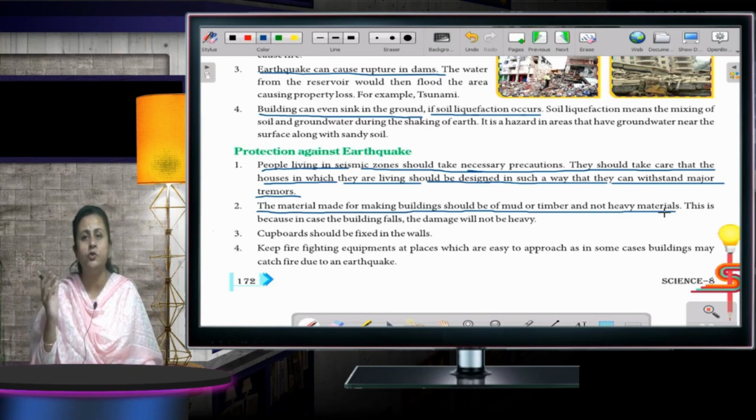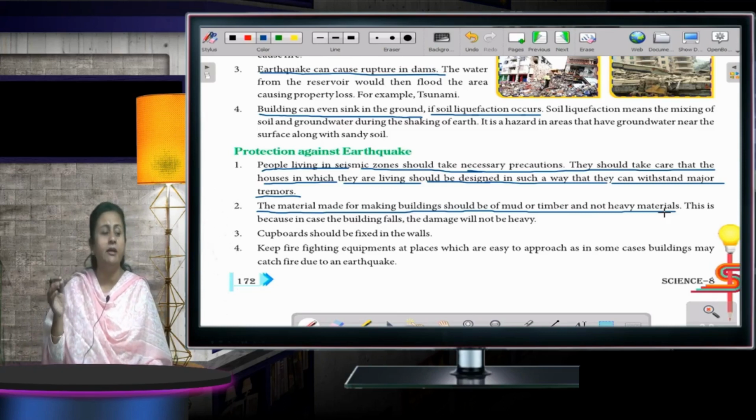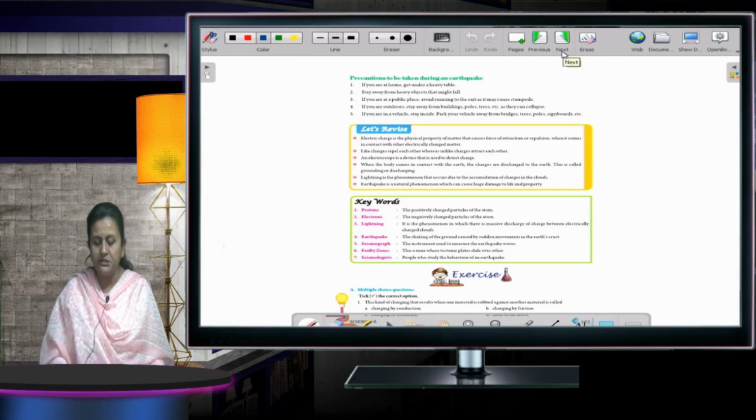In case it is a heavy one, what will happen? We will hurt ourselves very seriously. In case it is made of mud or bricks, what will happen? The house will collapse, but we will not get so much hurt. Okay. Cupboards should be fixed in the walls. Keep firefighting equipment at places which are easy to approach. Okay. Now, with this we end the chapter.